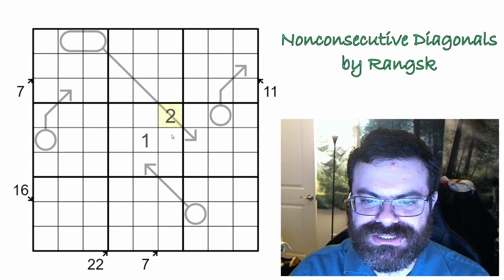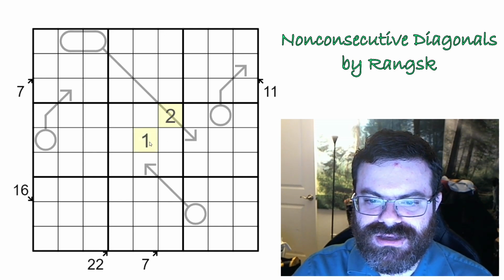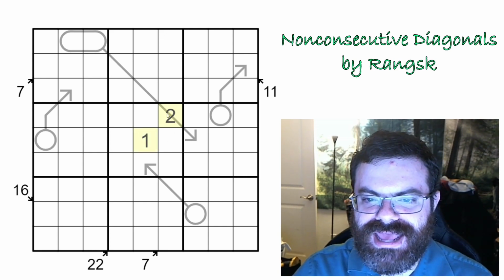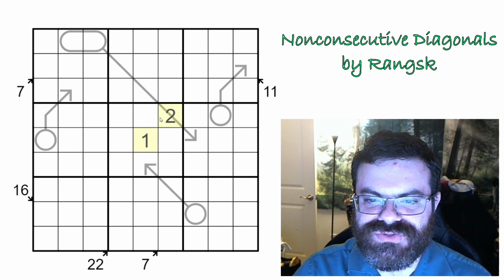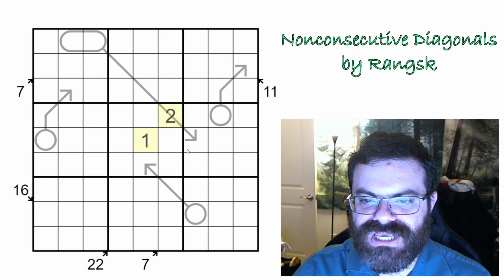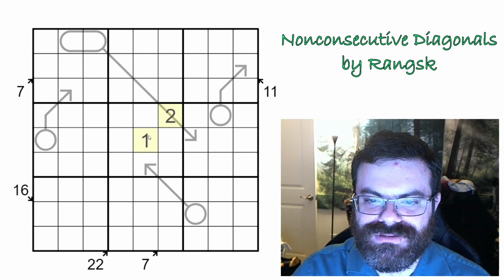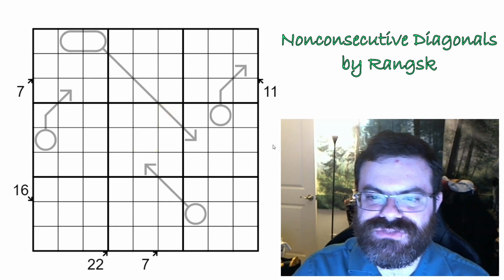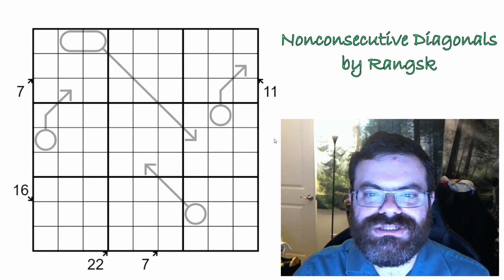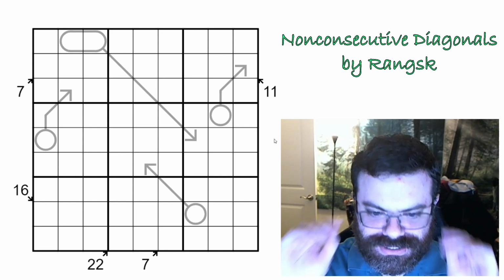Something else to point out is, you may have noticed already, FPuzzles does not have the diagonal non-consecutive constraint built in, so you're going to have to enforce that yourself. Just be careful. And of course, you can always reference the end of my video here to check your solution to make sure it's correct.